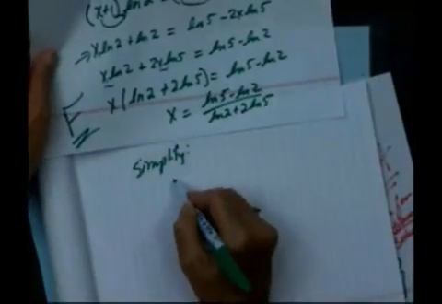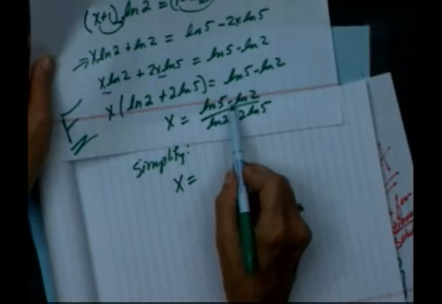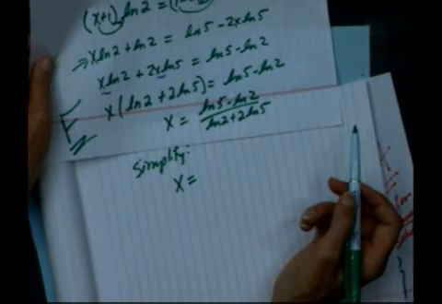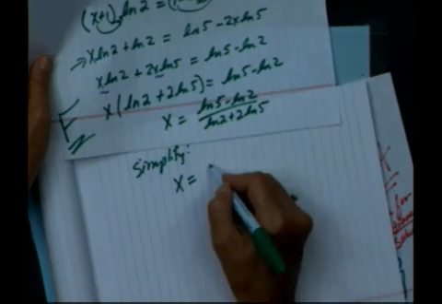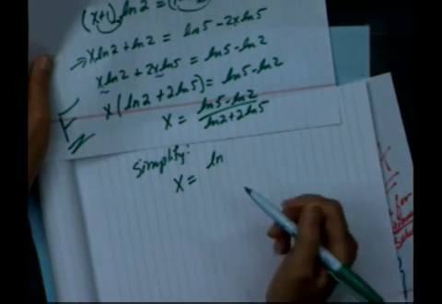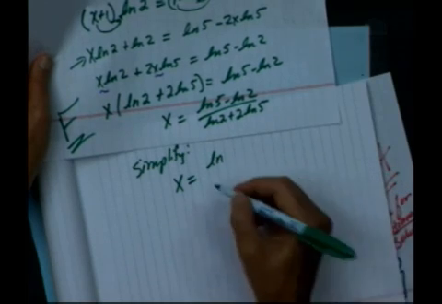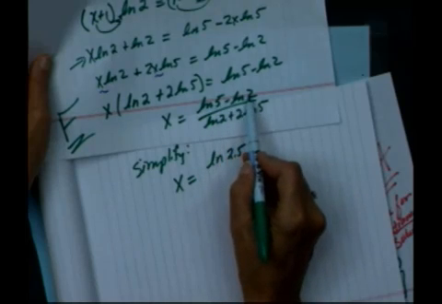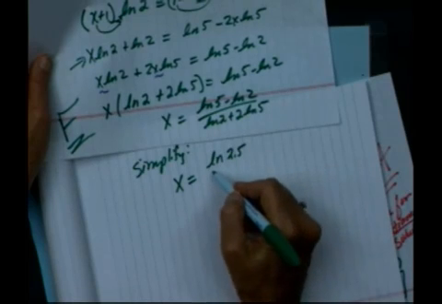Okay, so we have x equals. Now how are you going to deal with log of 5 minus log 2? What's your property where you subtract? Divide. So the numerator is going to be the natural log of 5 divided by 2, which is 2.5, right? Log of 5 divided by 2, that's 2.5.